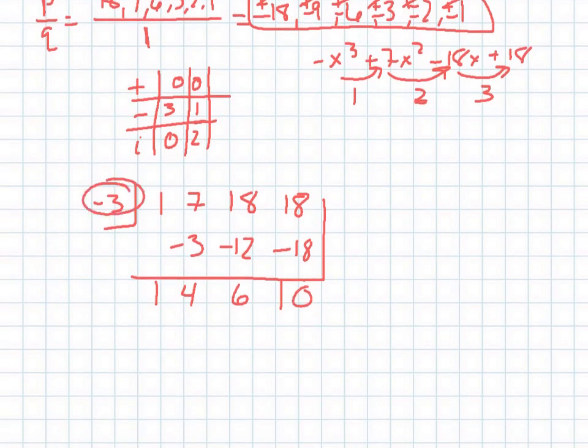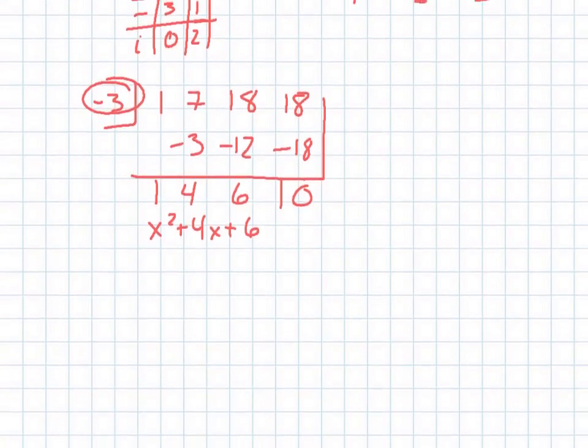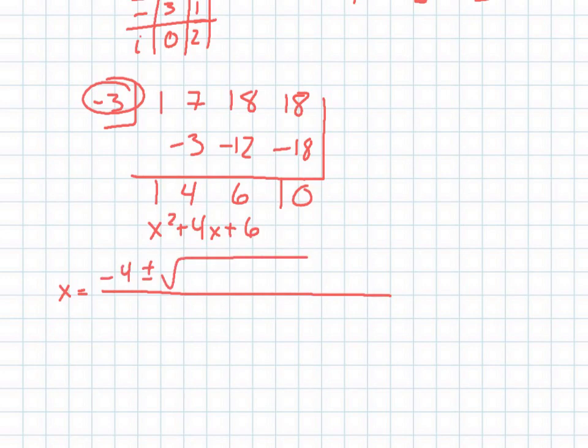So I found one. Now let's recreate this equation from the bottom after it's been divided out. So I get x squared plus 4x plus 6. Now looking at this, it doesn't factor, because it would be factors of 6 that add up to 4, and there are no factors of 6 that add up to 4. So I need to go to my quadratic formula. So negative 4 plus or minus the square root of 4 squared minus 4 times 1 times 6, and then 2 times 1.